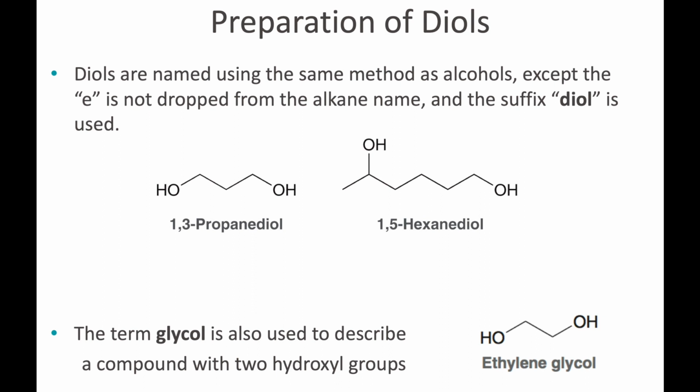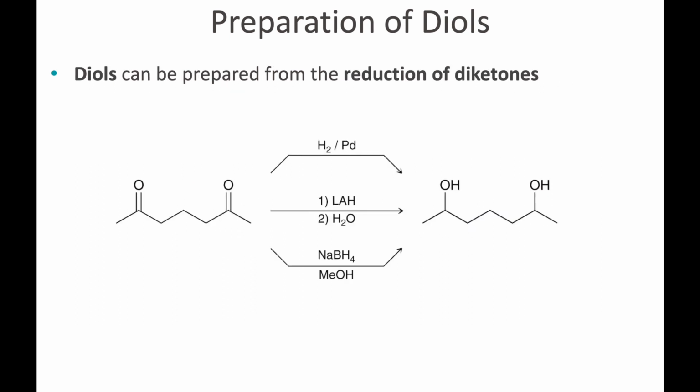Second example here, it has 6 carbons, 1 hydroxyl group on carbon 1, second hydroxyl group on carbon 5, so we just call it 1,5-hexanediol. A more common term for diols you can also come across is glycol. For example, here this is ethylene glycol. And so how can you make diols? Well, you can just make diols from the reduction of 2 ketones, right?